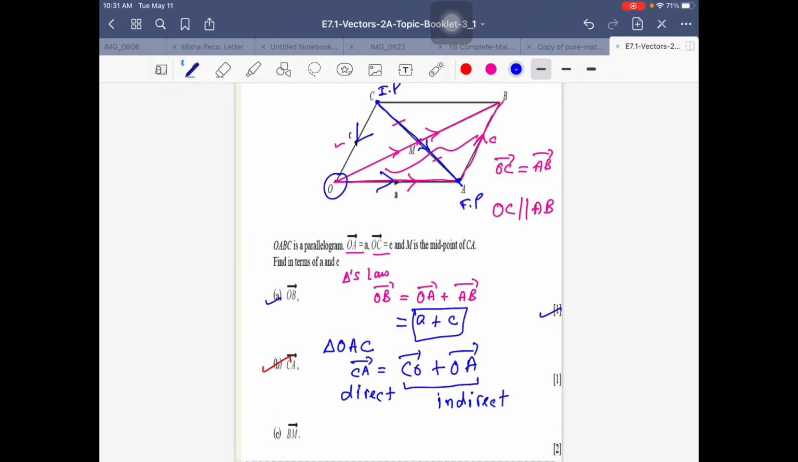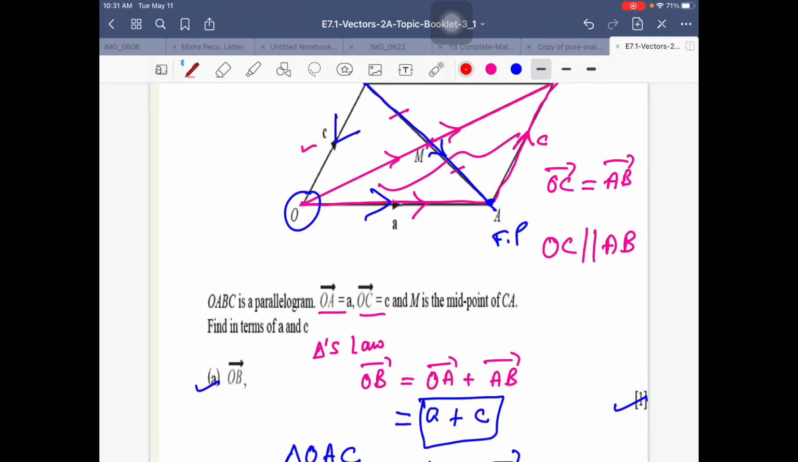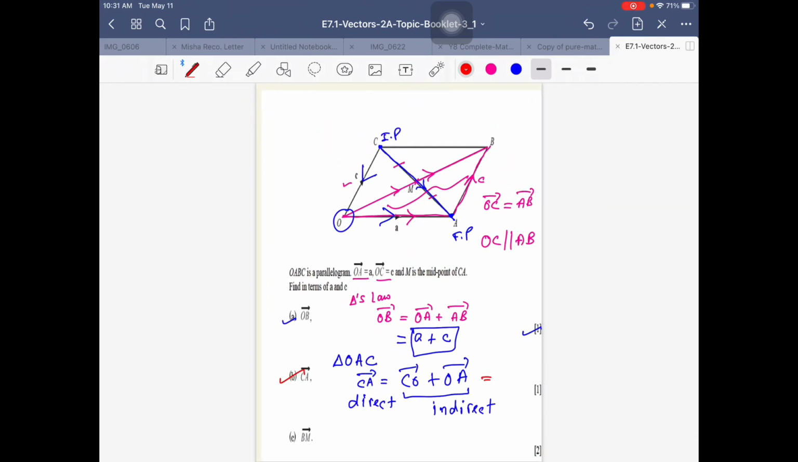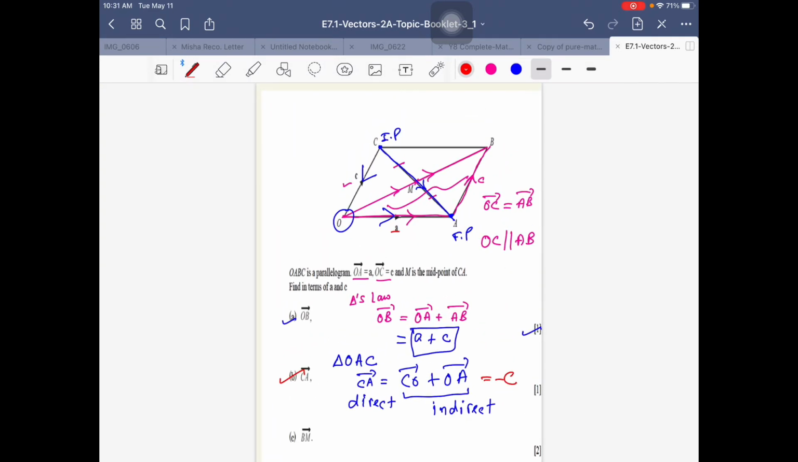So CA vector is CO plus OA because CO vector is opposite to OC, and OC vector is c, so CO must be minus c, negative c. OA vector is quite clear here. OA vector is small a, right here. So the answer is minus c plus a. That's the answer to B part, 1 mark.